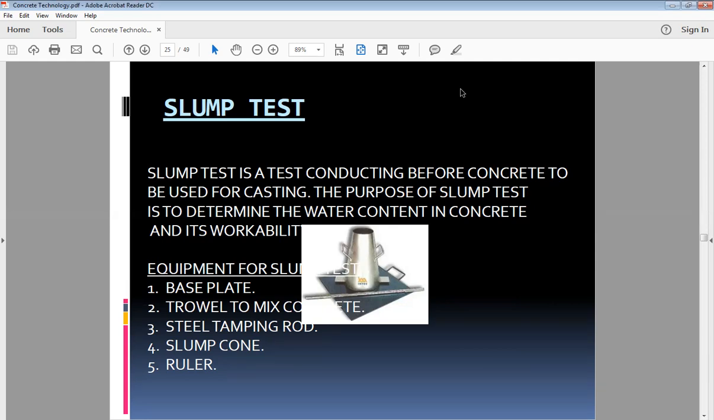If it is hard, then we have to add more water, which will reduce the strength of the concrete. So that is known as the workability of concrete. Now, how we will find out the workability, that we will cover in the slump test.